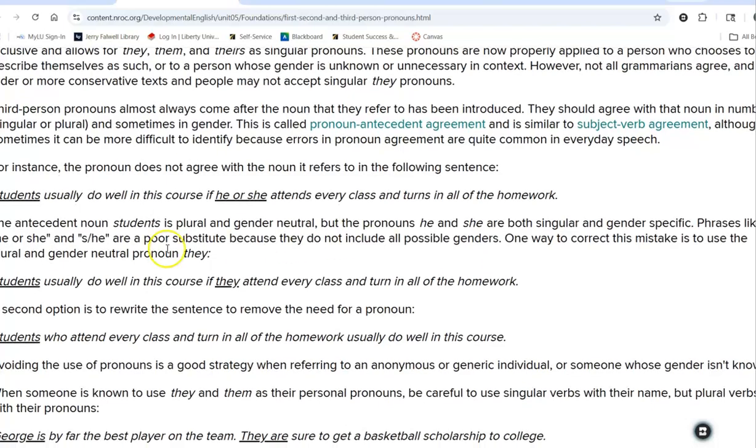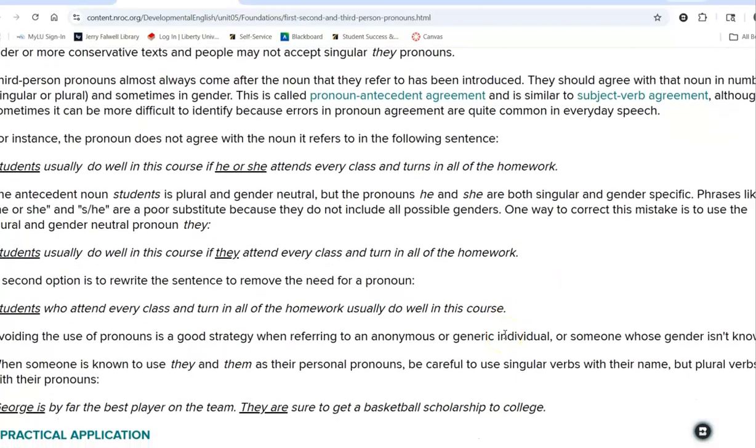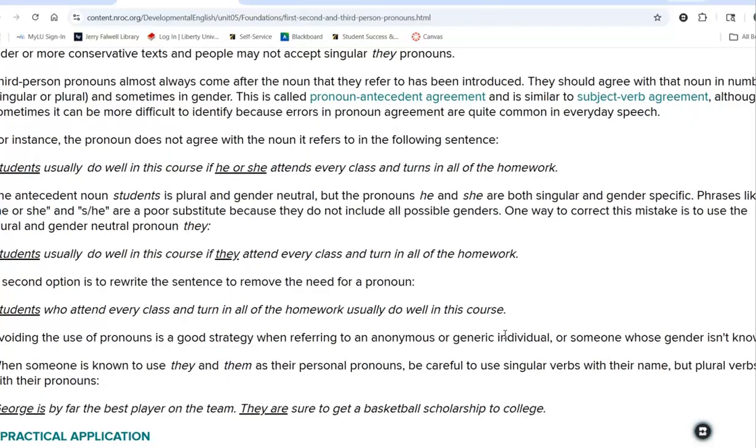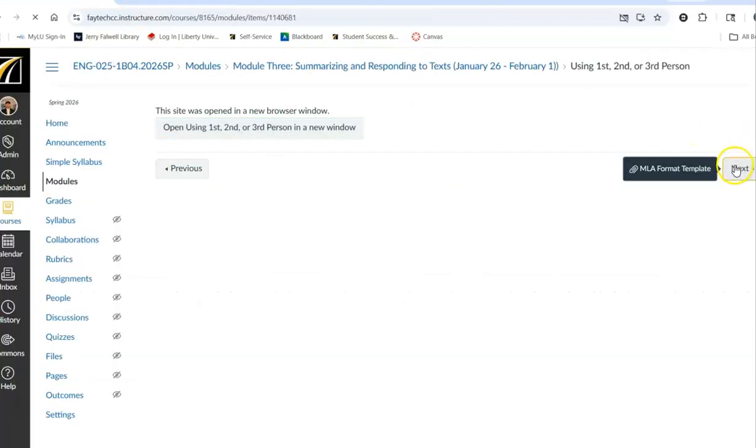So "students usually do well in this course if he or she attends every class and turns in all of the homework" is a third person perspective. Whereas if it said, "I usually do well in this course if I attend every class and turn in all of the homework," that's first person. Okay, so make sure you review those materials.